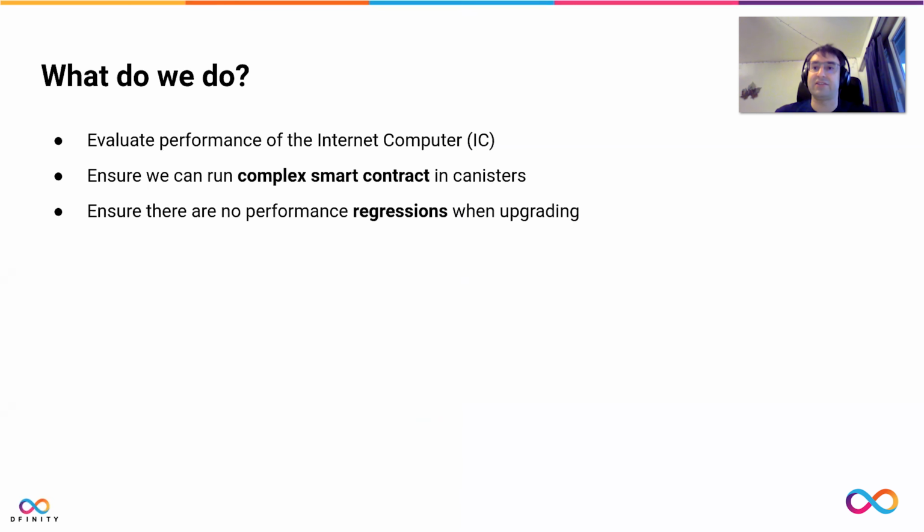So what exactly is it that we have been doing in these last few months? We have been spending some time to evaluate the performance of the internet computer as it is now. We have been trying to ensure that we can run even relatively complex smart contracts on it. And we also want to make sure that we don't regress when we upgrade the IC further.